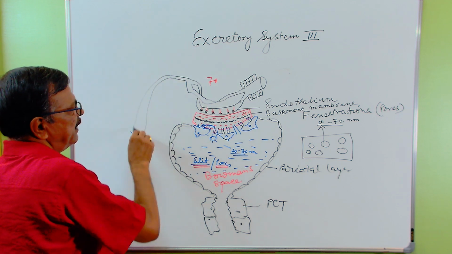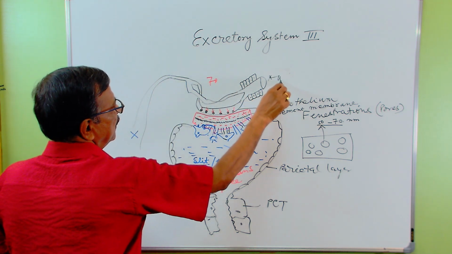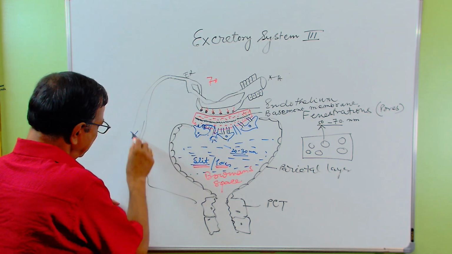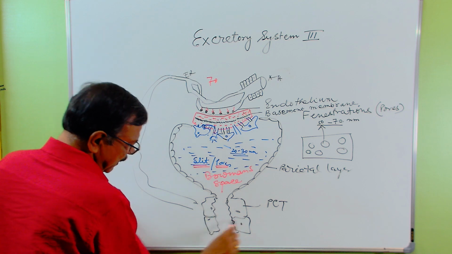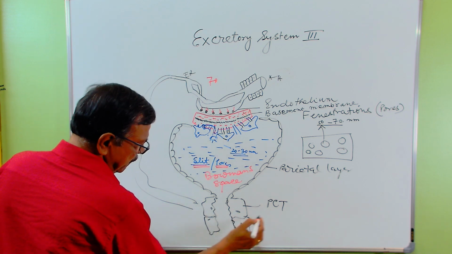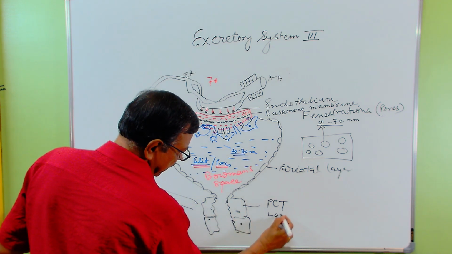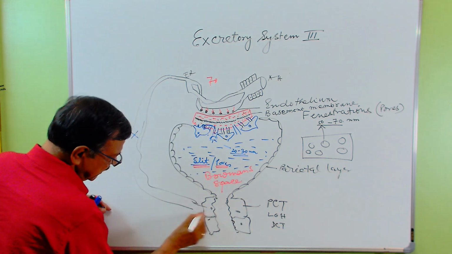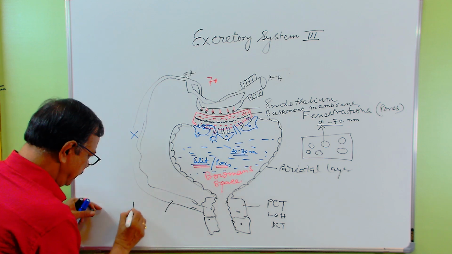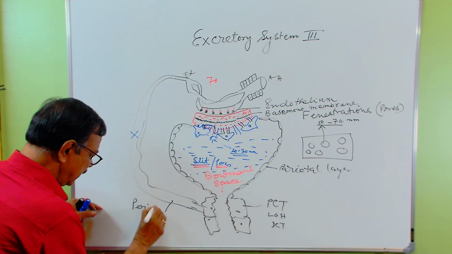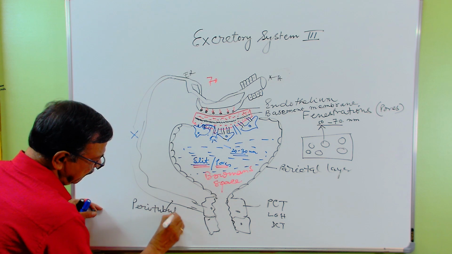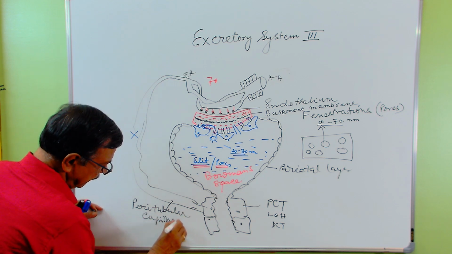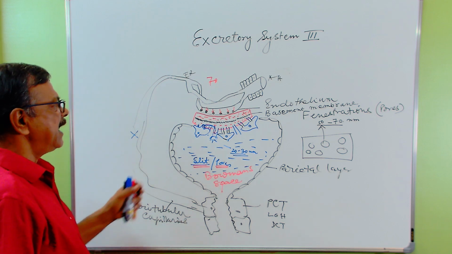This is efferent arteriole. This efferent arteriole forms a capillary network over the PCT, loop of Henle and distal convoluted tubule. This capillary is known as peritubular capillaries. So what do we write in the exam?